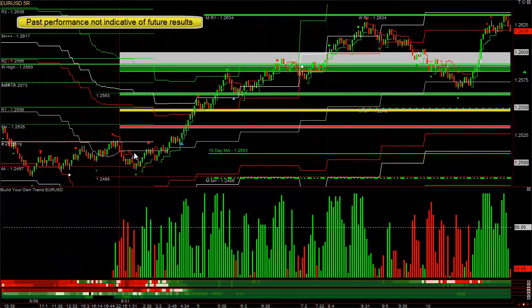Looking at this chart, we see the hourly moving average right here in the middle. Underneath that, we look for sells. Above that, we look for buys. And the new Build Your Own Trend tool is focused on showing us the intensities of the trends. And it's also extremely fast at identifying new trends.